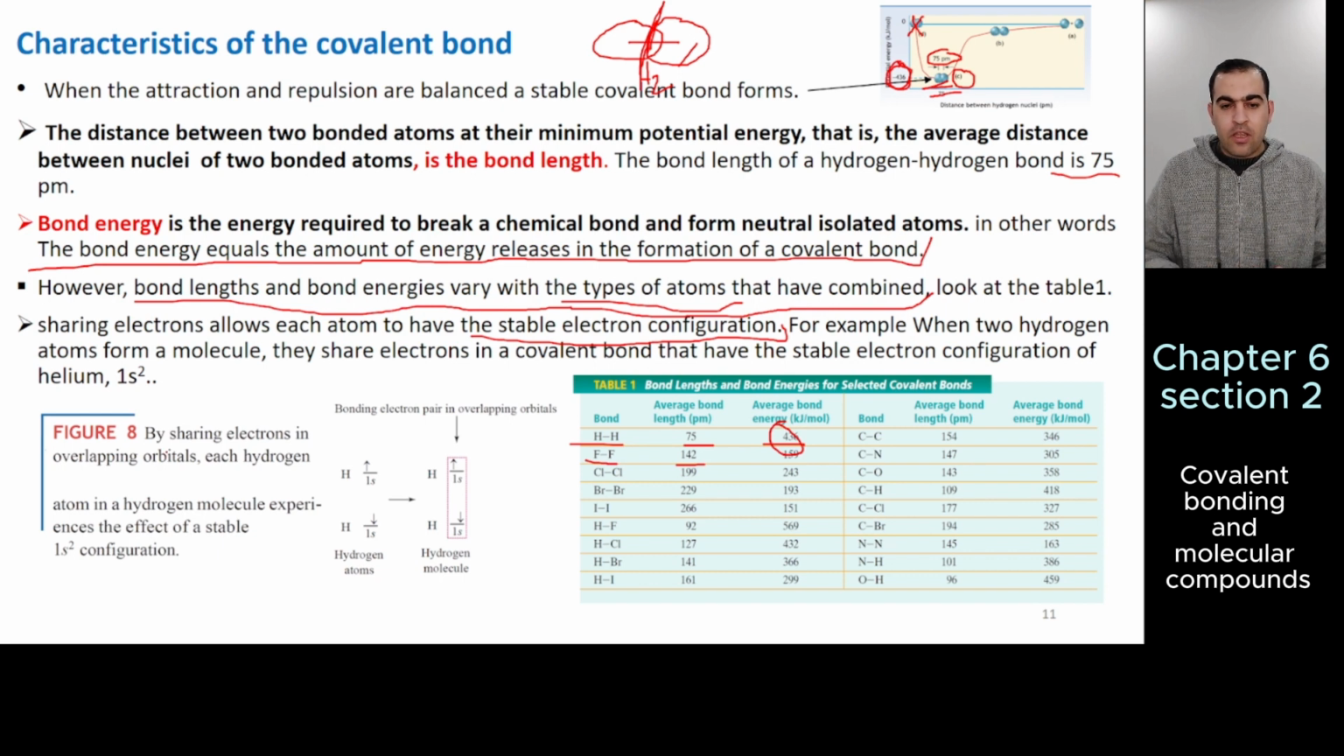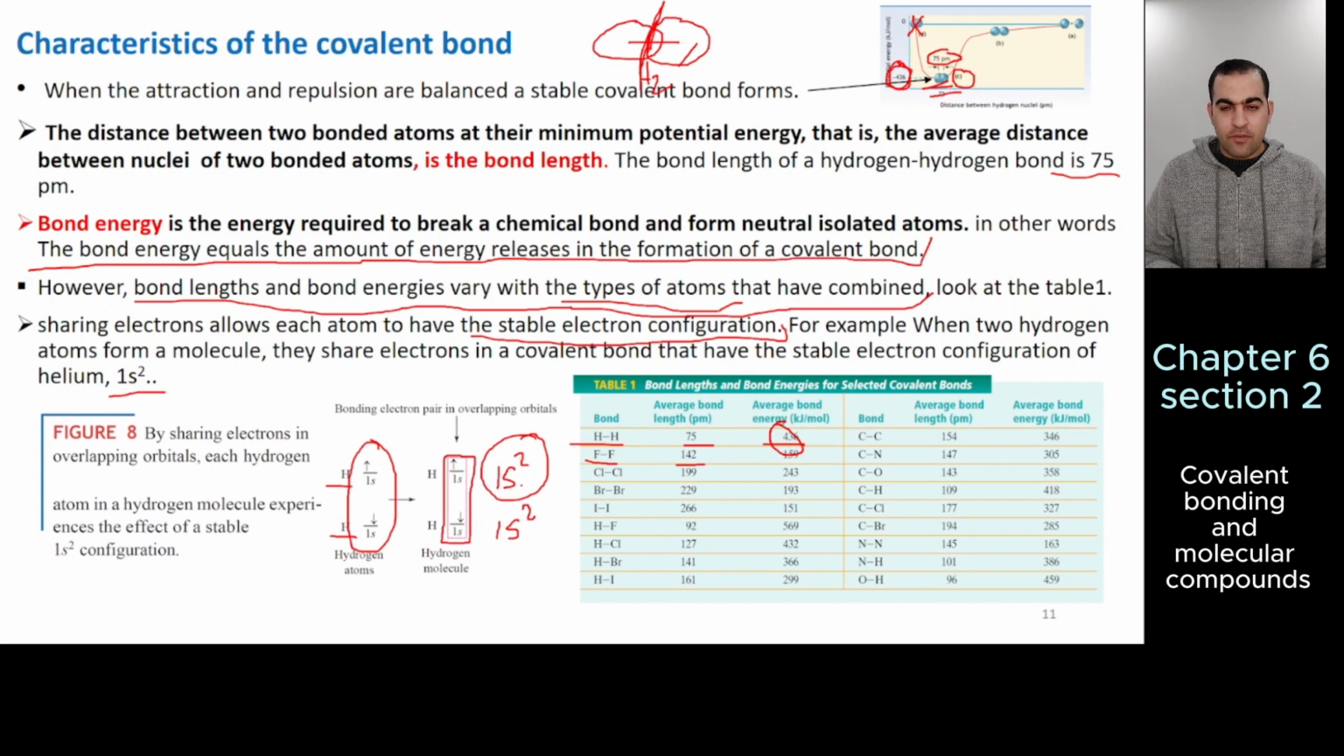Okay? So for example, when hydrogens form a molecule, when they make a covalent bond, they share electrons in a covalent bond and have the stable electron configuration of helium. Look, there are two hydrogens. They share their electrons. When they share, both of them have the stable electron configuration of helium. For example, each hydrogen's electron configuration is 1s1, and when they bond, it becomes 1s2, which is the electron configuration of helium.